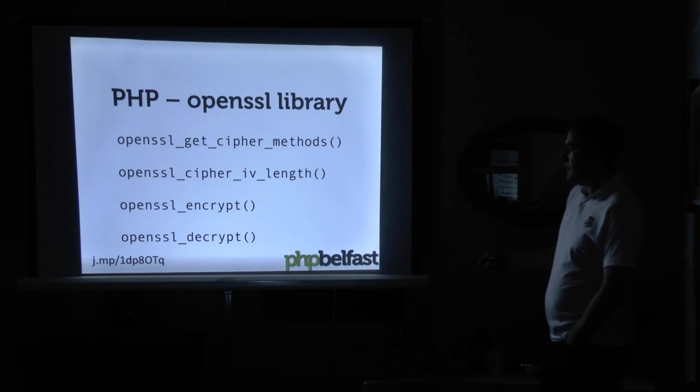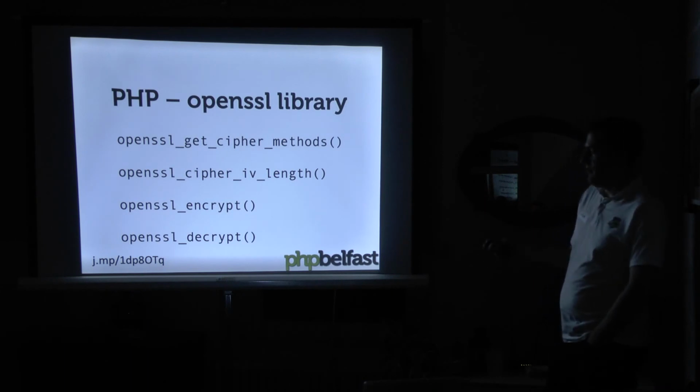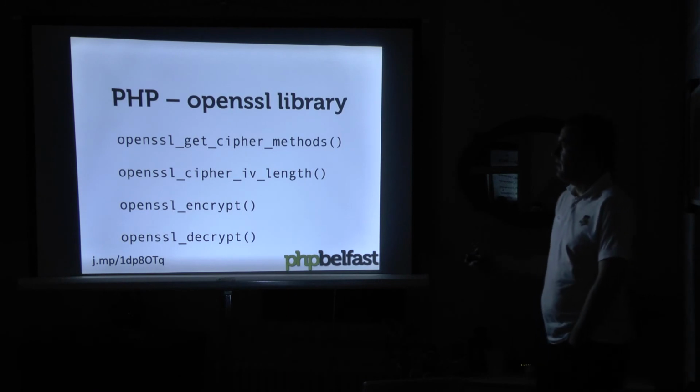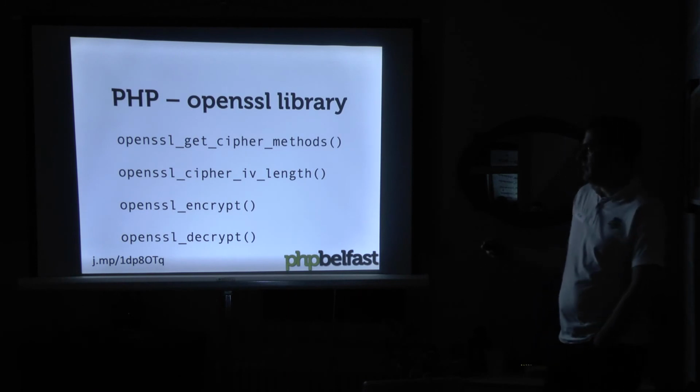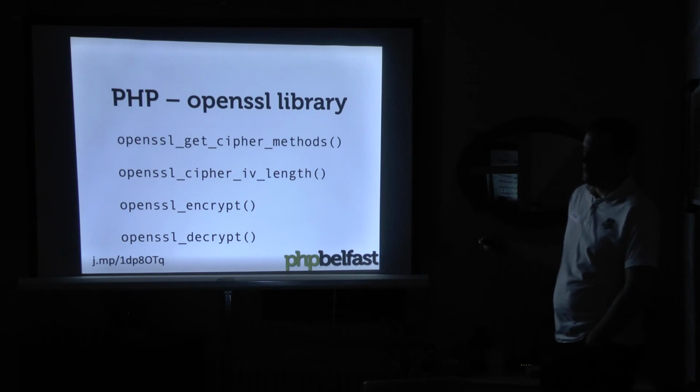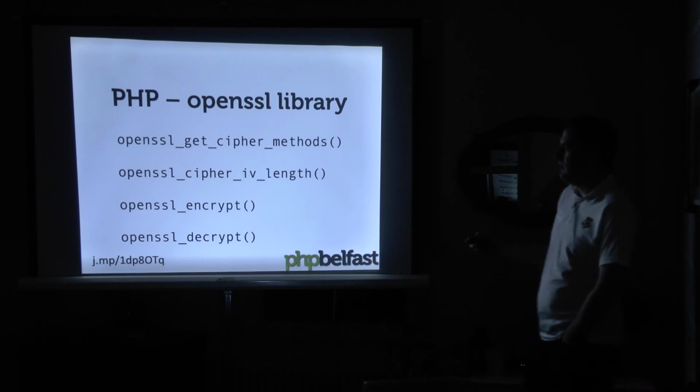So it does also have hash functions, but for hashing purposes, hash HMAC is probably a quicker, easier way to go. But I definitely recommend that you take a look at the PHP manual for the OpenSSL library. It's really good. The instructions in it are very clear, and it gives you a bit more insight into what's possible and what you could be doing.